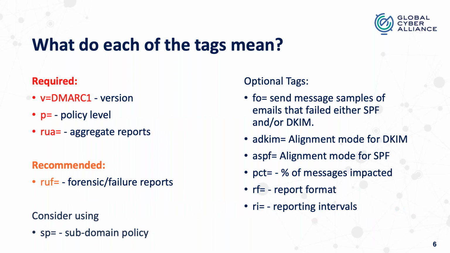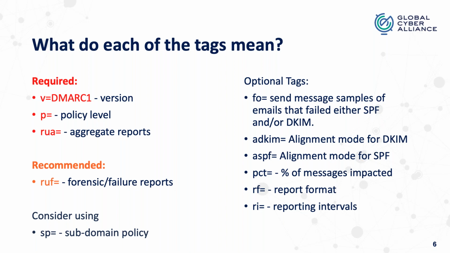So the first tag is V equals DMARC1. That's the first tag that must appear in the value. So the V equals can't be at the end, it's not in the middle, it's right at the front. First thing you're going to put in is V equals DMARC1. This defines the version of DMARC that's being utilized. And there is no other version right now, and I haven't read anything about another version being considered or released anytime soon.